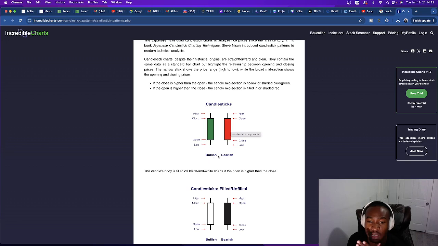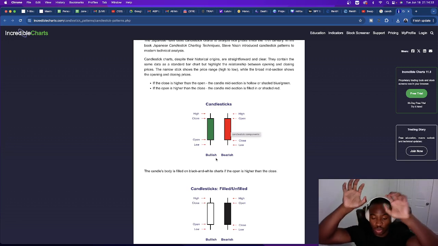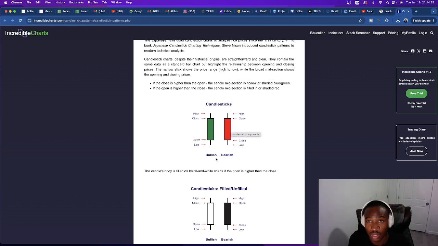When price is moving up, you call it bullish because bulls have their horns and they strike up, and then bears have their paws which they strike down.